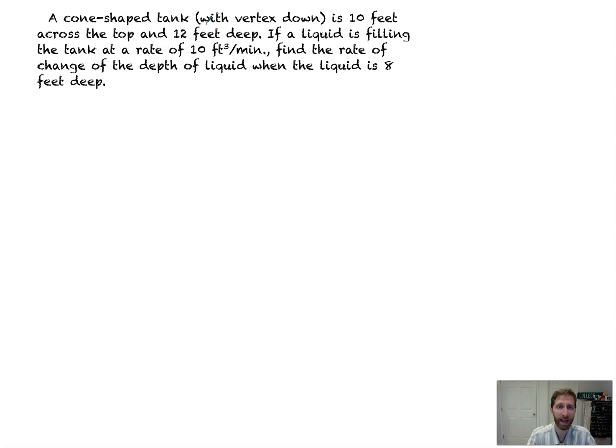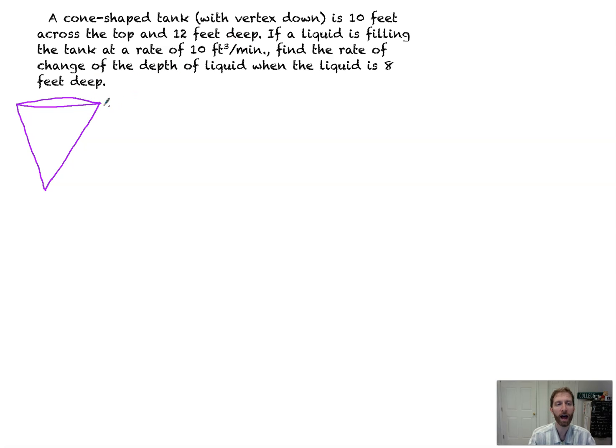A cone-shaped tank with vertex down is 10 feet across the top and 12 feet deep. So I think this is actually a good one to draw out. So I'll draw out my cone right here. Vertex down. It's 12 feet deep, 10 feet across, so something like that. It's not a perfect drawing, but that'll do, right? So you've got your cone, vertex down.